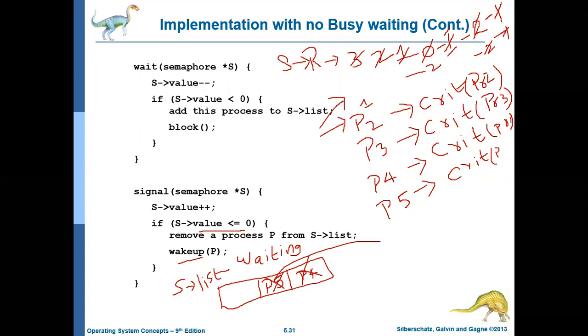But P2 has released. Now if P3 has also released the printer, once again it will become -1. Now if P4 has released the printer, it will become 0. Once P5 releases the printer, it will become 1. Like that, this particular concept works.